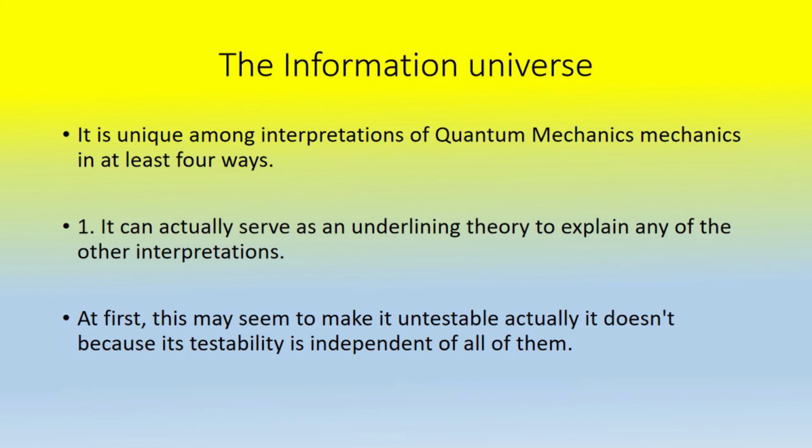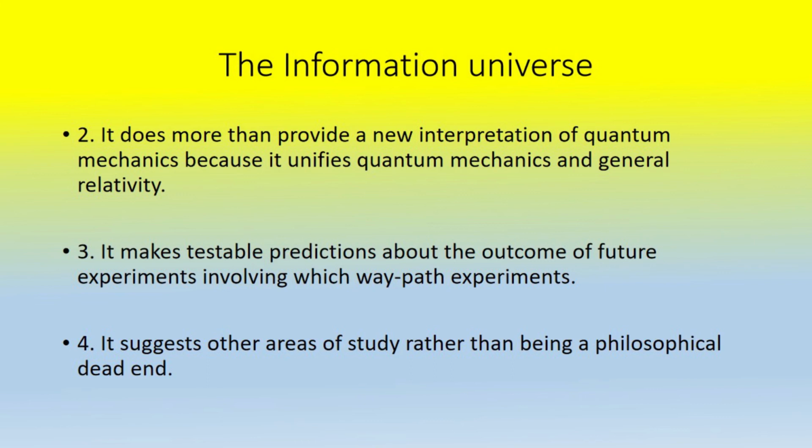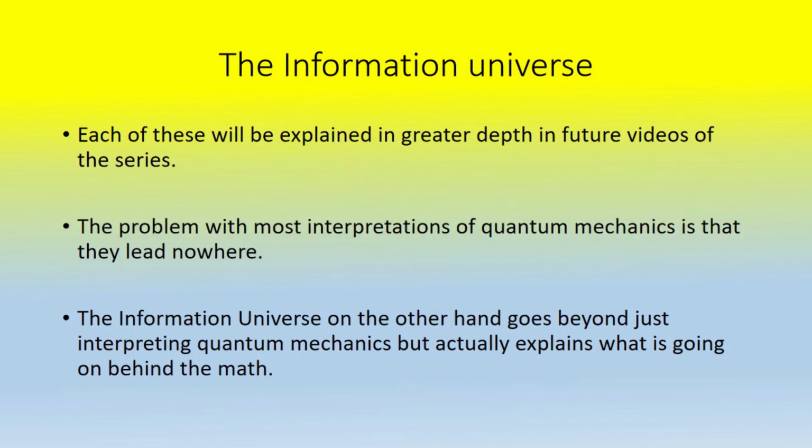Number 1, it can actually serve as an underlying theory to explain any of the other interpretations. At first, this may seem to make it untestable. Actually, it doesn't, because its testability is independent of all of them. Number 2, it does more than provide a new interpretation of quantum mechanics because it unifies quantum mechanics and general relativity. Number 3, it makes testable predictions about the outcome of future experiments involving which-way path experiments. Number 4, it suggests other areas of study rather than being a philosophical dead end. Each of these will be explained in greater depth in future videos of the series.